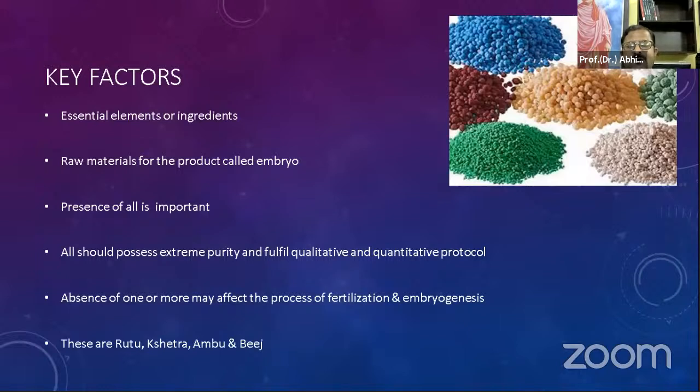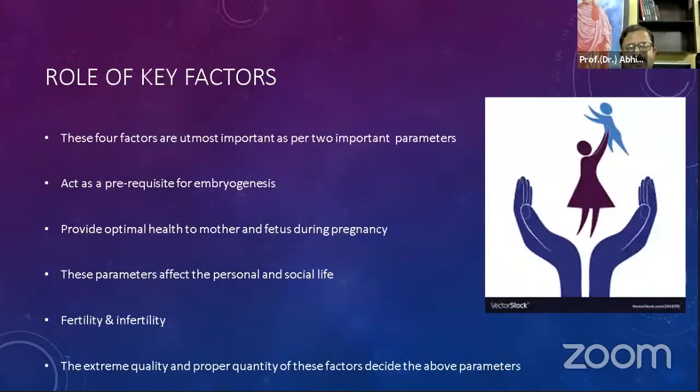So, for proper formation of the embryo, we need all these factors. What is the role of these key factors which are needed in embryogenesis? Obviously, these four factors are of utmost importance as per two important parameters. They act as a prerequisite for embryogenesis, because the prerequisites mean the preparation which we need to ensure before embryogenesis. So prerequisite is a very important role of these key factors.